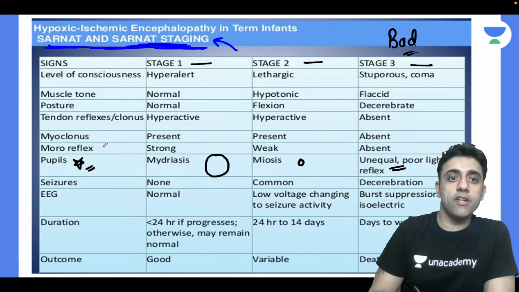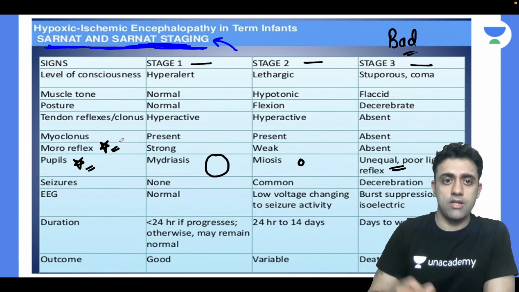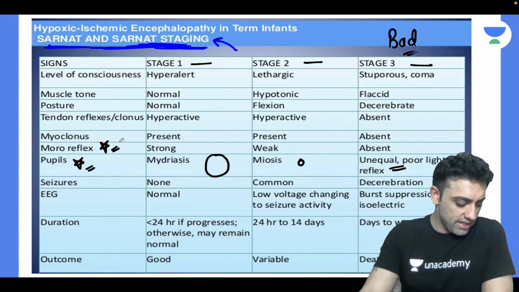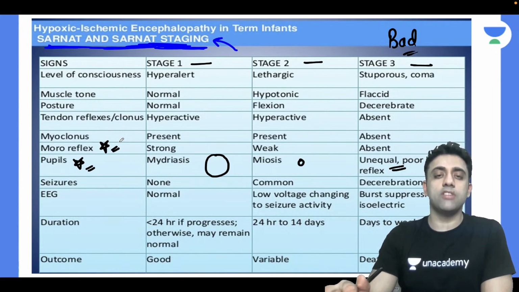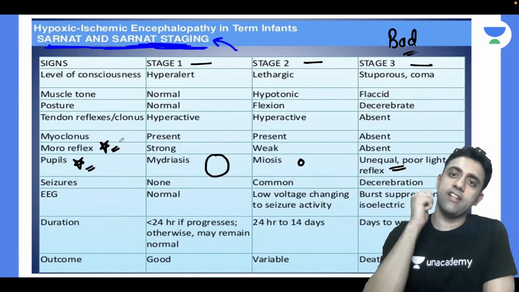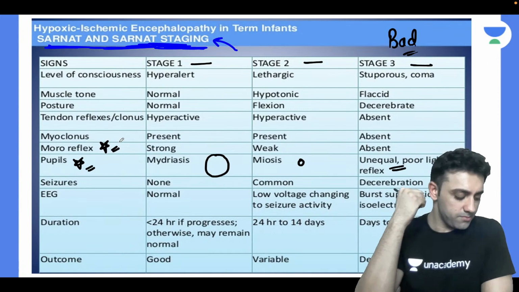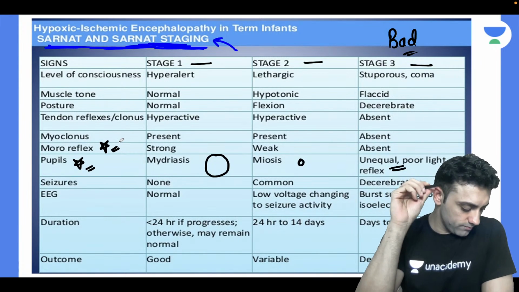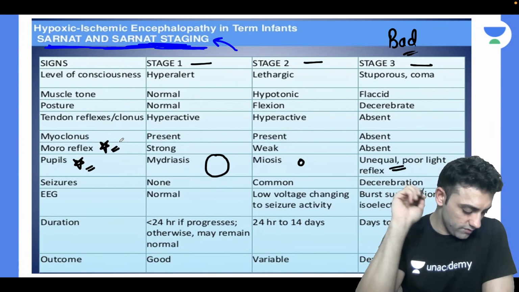Also, very important, Moro reflex. Yes or no? Have we studied about Moro reflex? Hamid, Akanksha, Anshu, Vanilla, Isha, have you studied Moro? When does Moro reflex disappear? Anyone? When does Moro reflex disappear? What do you think? Anyone? Yes, very good, very good.